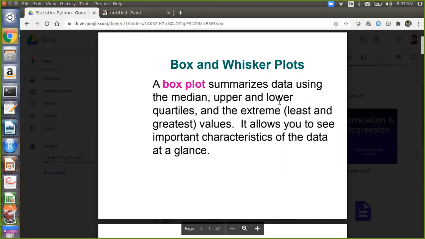Some books call it a whisker plot, few books call it a box plot. So both are the same thing. It is called a whisker plot because there are two horns coming out of your box, and those are called whiskers. So both are different names for the same thing, so don't be confused by the books, or if somebody asks in an interview what a whisker plot is, it is the same thing as a box plot.